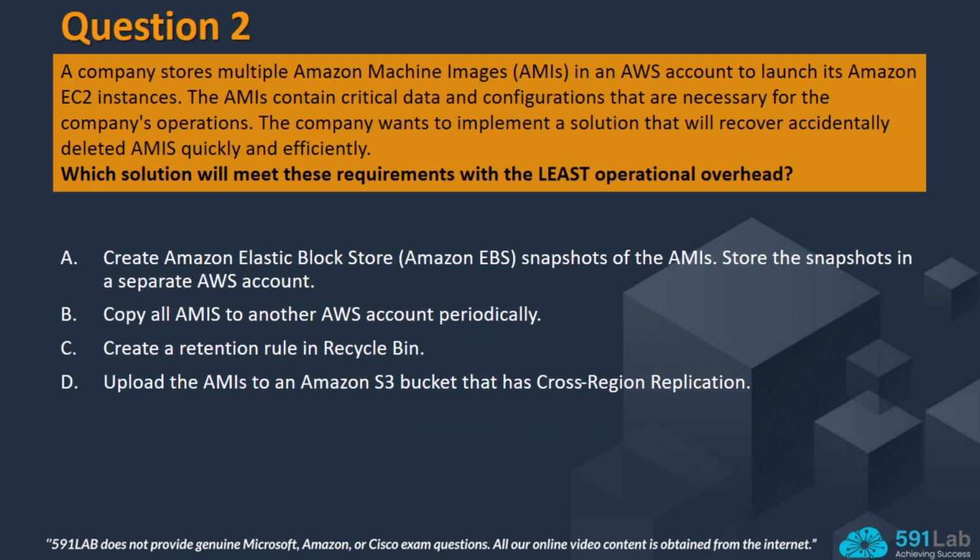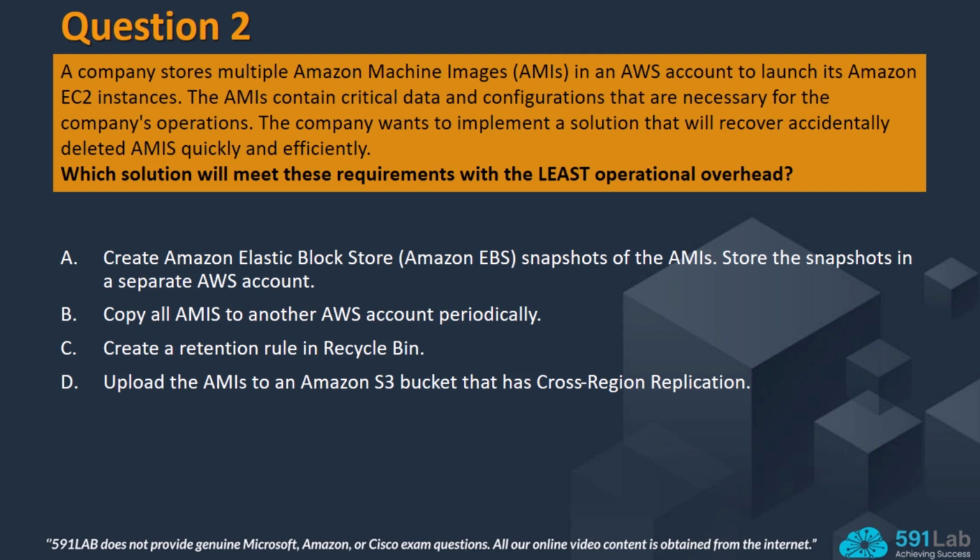A company stores multiple Amazon Machine Images or AMIs in an AWS account to launch its Amazon EC2 instances. The AMIs contain critical data and configuration that are necessary for the company's operations. The company wants to implement a solution that will recover accidentally deleted AMIs quickly and efficiently. Which solution will meet these requirements with the least operational overhead?